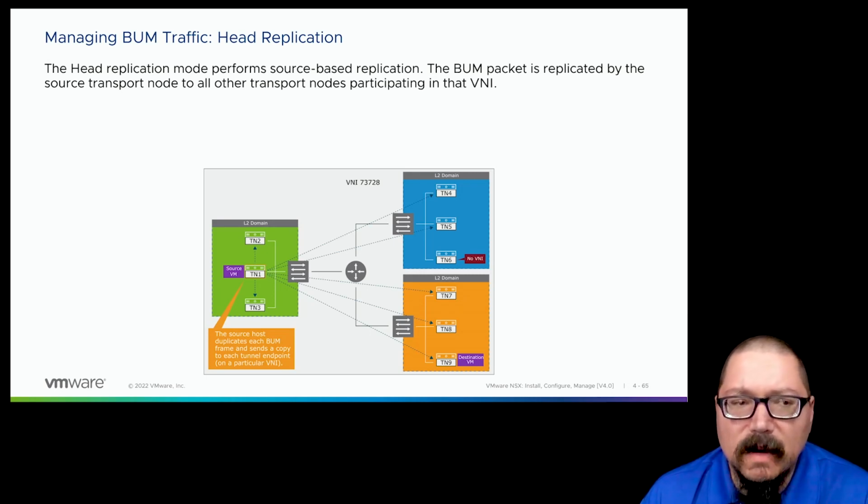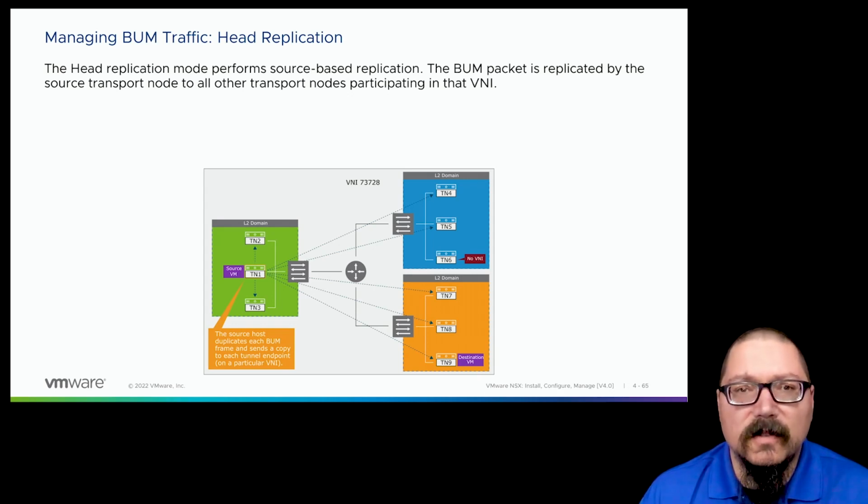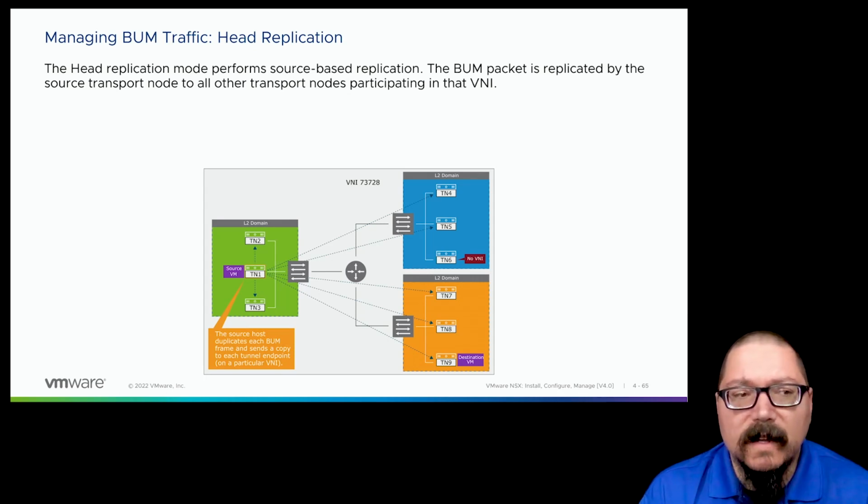Here we've got a scenario. I've got 3 different layer 2 domains. Maybe my 9 hypervisors here are servers in 3 different racks in a layer 3 spine leaf fabric. So rack A, my green rack, and rack B, my blue rack, and rack C, my orange rack, are all different layer 2 domains. That's not an uncommon type of scenario. Well, I've got a virtual machine on transport node 1 that sends a broadcast.